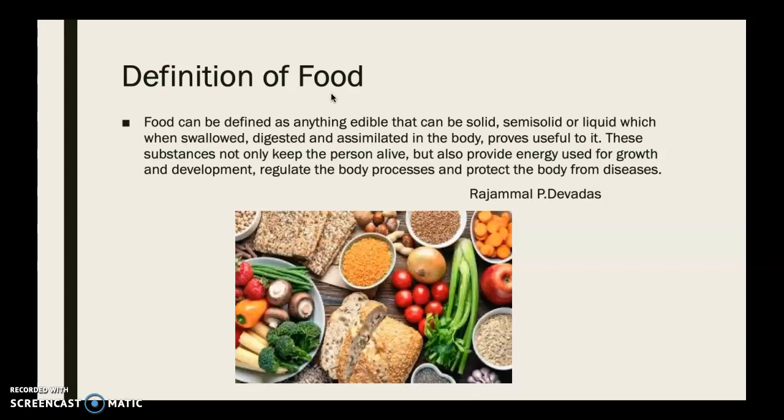Regular surveys are conducted all over the world to calculate the amount of food needed for different working conditions. Food is not merely a substance to satisfy hunger, but according to an eminent nutritionist, Rajamal P. Devadas, he defines food as anything edible that can be solid, semi-solid or liquid, which when swallowed, digested and assimilated in the body proves useful to it. These substances not only keep the person alive, but also provide energy used for growth and development, regulate the body processes and protect the body from various diseases.